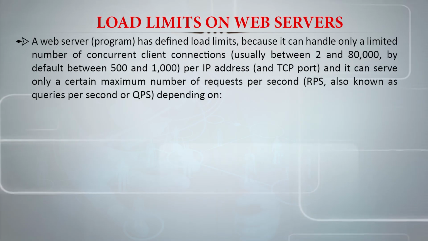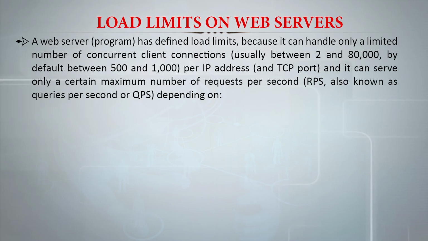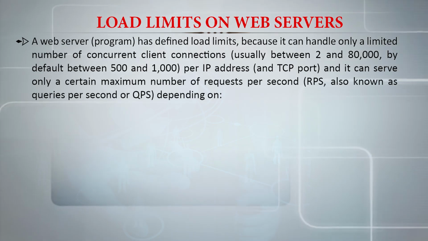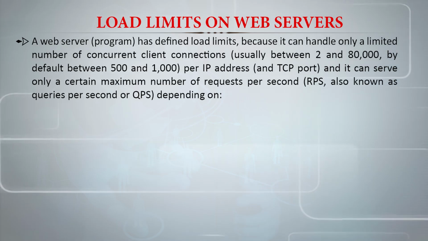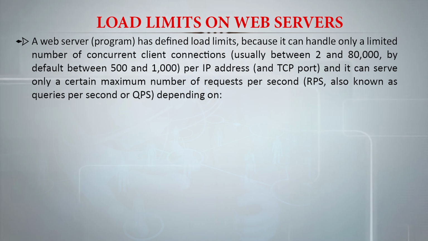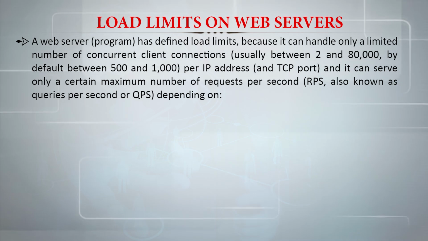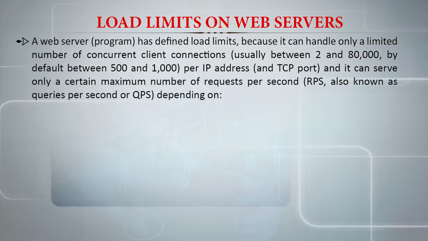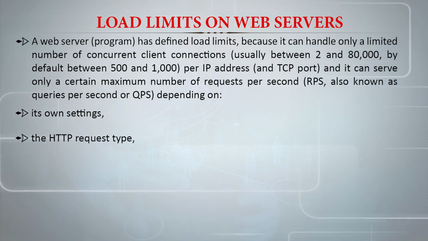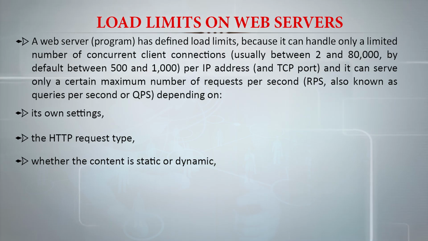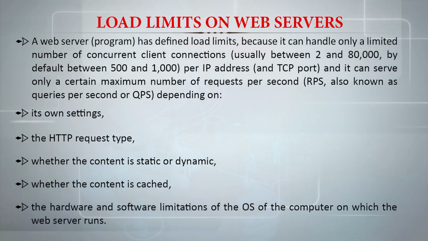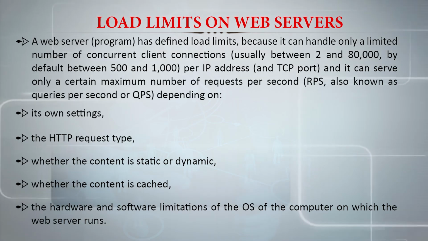Now let us discuss load limits on web servers. A web server, which is also a program, has defined load limits because it can handle only a limited number of concurrent client connections, usually between 2 and 80,000, and by default between 500 and 1000 per IP address and TCP port. It can serve only a certain maximum number of requests per second, also known as queries per second, depending on its own settings, the HTTP request type, whether the content is static or dynamic, whether the content is cached, and the hardware and software limitations of the underlying operating system of the computer on which the web server runs. When a web server is near to or over its limit, it becomes unresponsive.